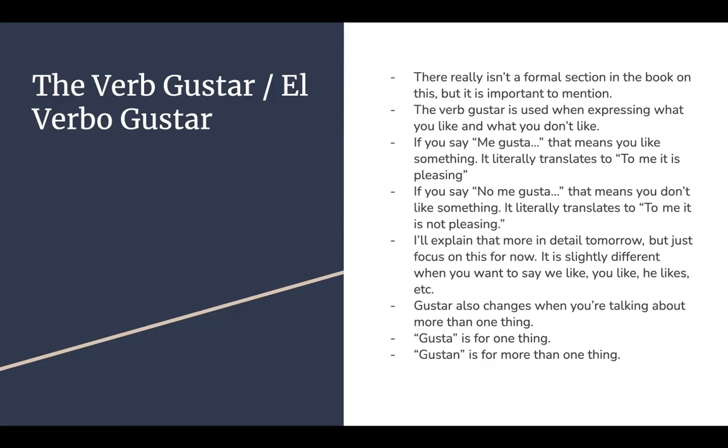And gustar also changes when you're talking about more than one thing. "Gusta" with an A at the end is for one thing, and "gustan" is for more than one thing. So you say "me gusta la historia," which means "I like history." But you would say "me gustan las ciencias," which is "I like the sciences." We'll do more practice with that because I know that's a little odd.